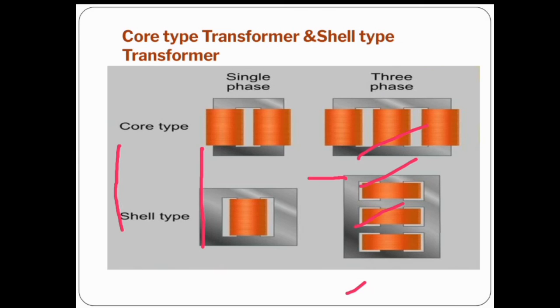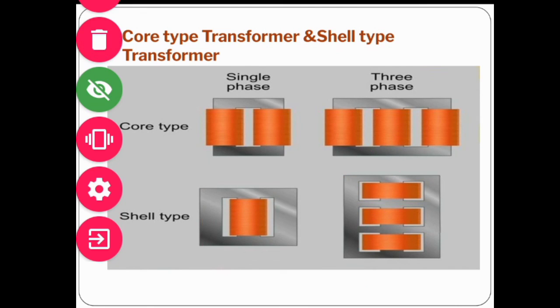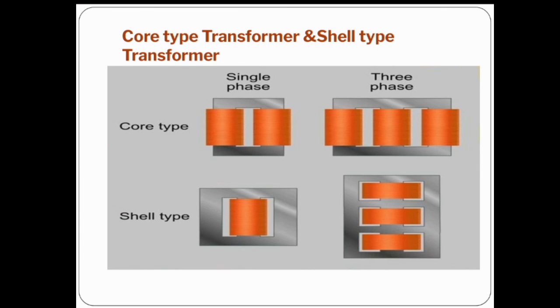There is one more important topic left in this session, that is core type transformers and shell type transformers. This is also a very important thing. In the figure, the first one is the core type transformer and the second one is the shell type transformer. This is single phase core type, three phase core type, single phase shell type, and three phase shell type. I will explain the differences between core type and shell type based upon the single phase type.